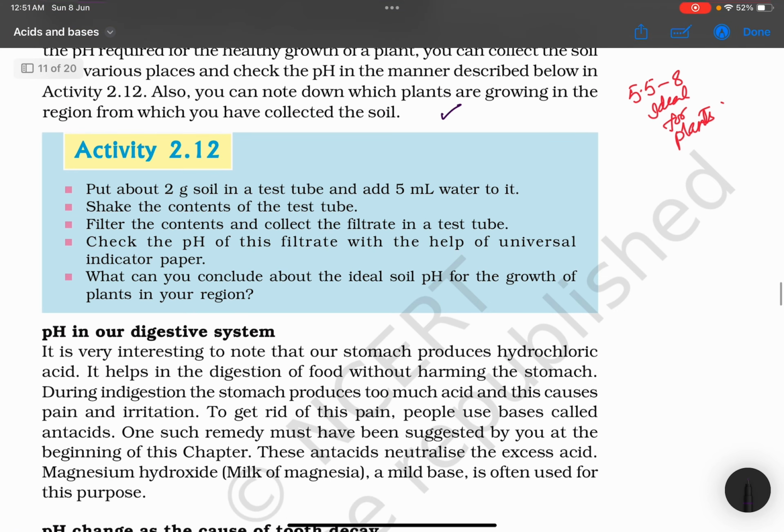Practical thing is, we generally don't do all activities. We just write what actually happens. And in your backyard, the pH range will be generally 5.5 to 8, and this is good, ideal for plants. If it is more acidic, add some bases. If it is more basic, add some acids.